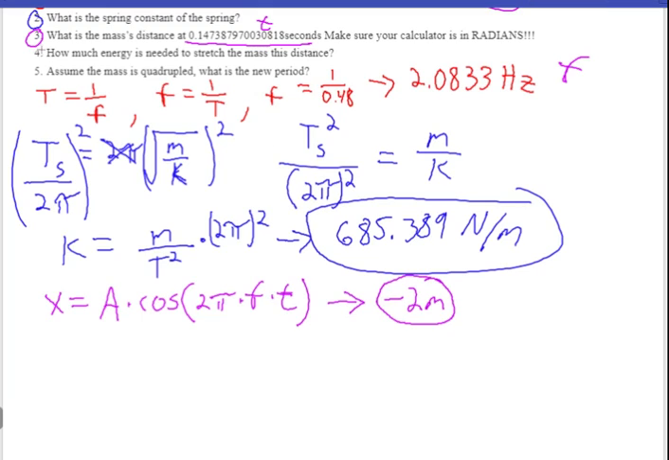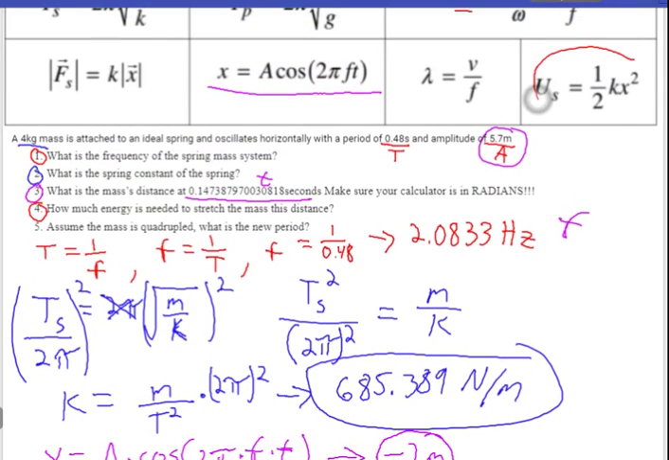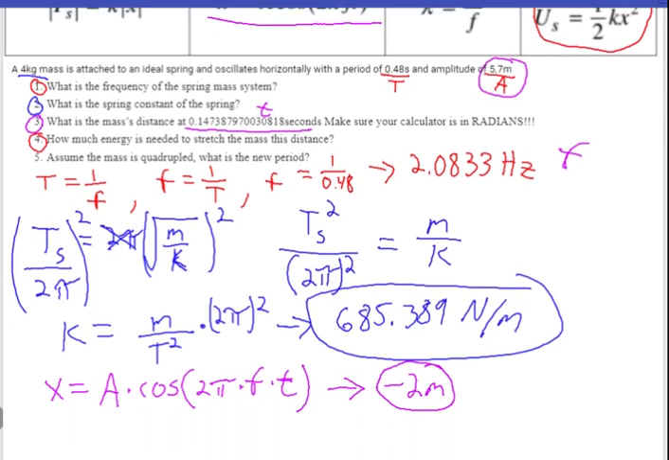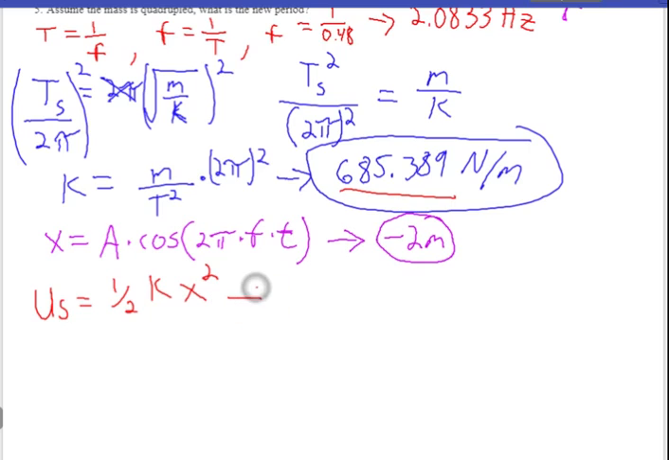So if we keep moving along, we have how much energy is needed to stretch the mass this distance. Well, if we look at our equations, our energy equation is right here. So we have energy of a spring is equal to 1/2 k x squared. So if I'm trying to figure out the energy, I know what k is because I solved for it before. My k is just right here. I know what x is because I just solved for that. It's -2. And then I just have to plug everything in. So after plugging all my stuff into this equation, I find out that the energy needed should be 1,370.78. And remember, energy is measured in joules.